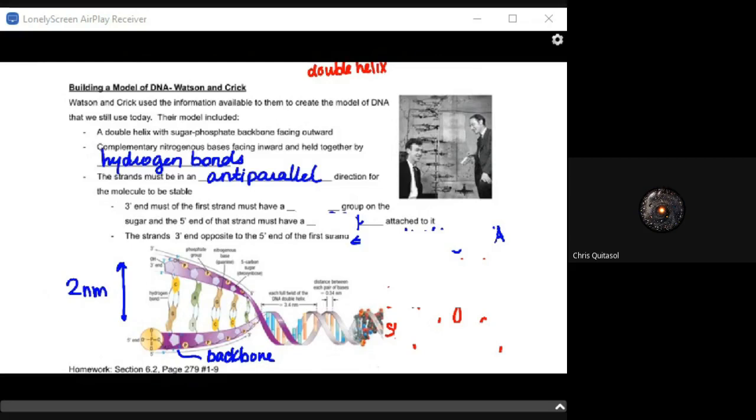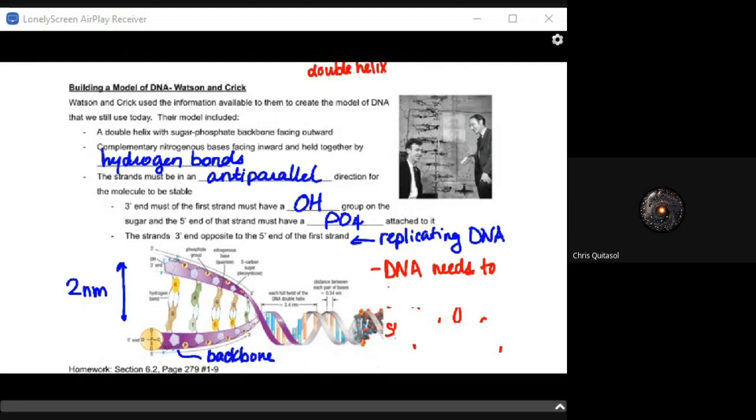The strands must be in an anti-parallel direction for the molecule to be stable. The way the stability works is really cool: the 3' end on the first strand must have an OH group on that sugar, and the 5' end strand must have a phosphate group attached to it. This allows for the attachment of molecules onto there as needed.